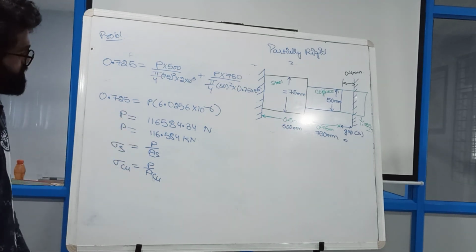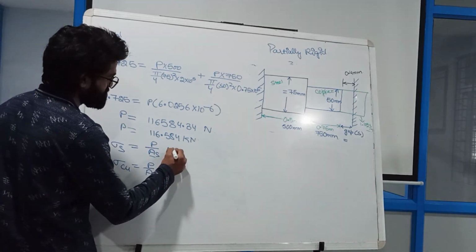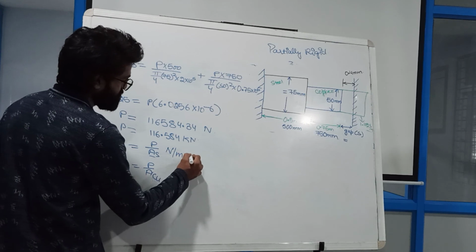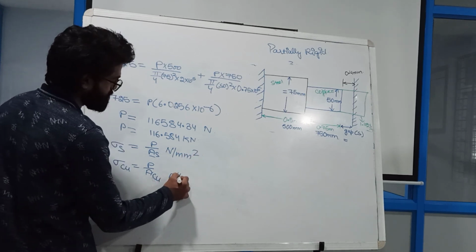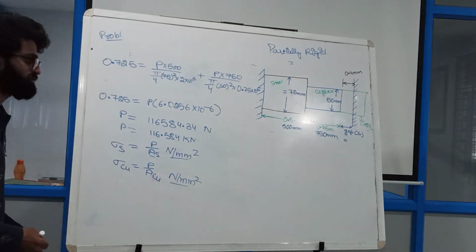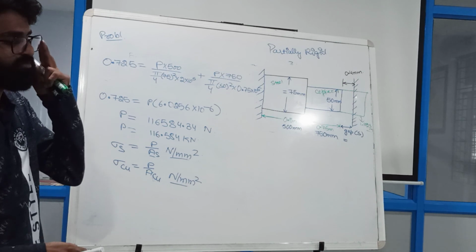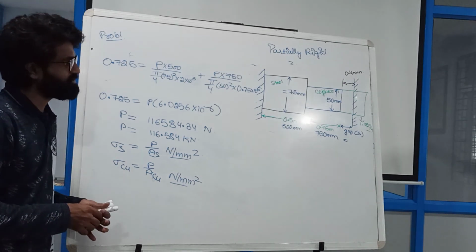I hope you understood this question, and you know the sigma units as well. Units are very important because we converted all our things in Newton per mm square. So all the units are Newton per mm square. As unit, you can simplify the unit as per your requirement.